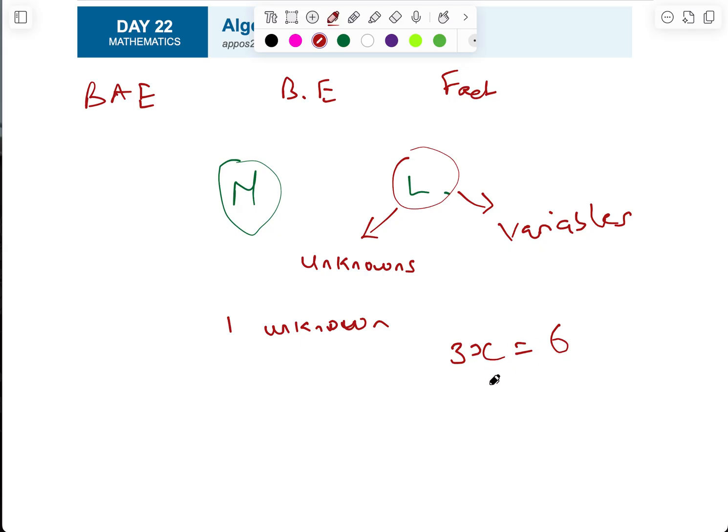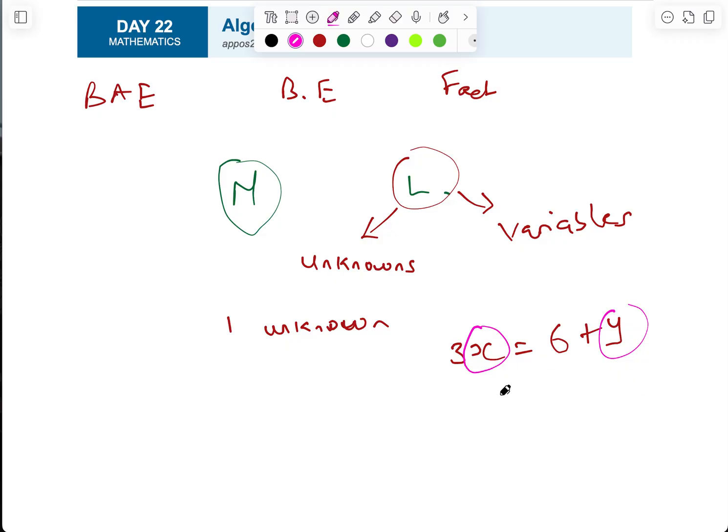But the moment you have just one equation, and you have two unknowns there, two letters there, for instance, let's say I made this one 3x equals 6 plus y. In this situation, these two guys, x and y, are no longer just unknowns. They have become variables. The reason is because they can take as many values as possible.